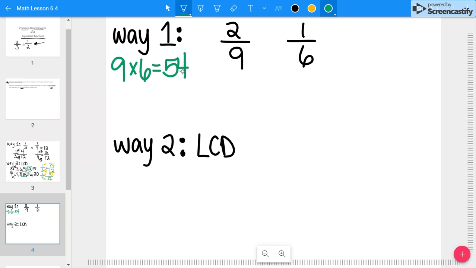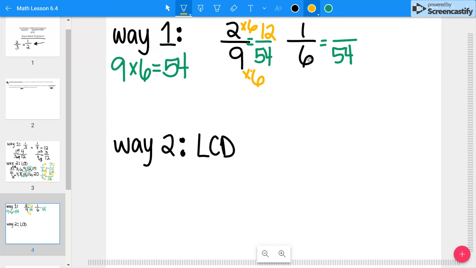So now I can make my new denominator 54. So I'm going to just put it right next to it. I'm going to say equals something over 54, equals something over 54. And that something, I'm looking for my new numerator. So now I'm asking myself, 9 times what number got me to 54? Well, 9 times 6 is 54. So what I do to the bottom, I do the exact same thing to the top. So 2 times 6 is 12.